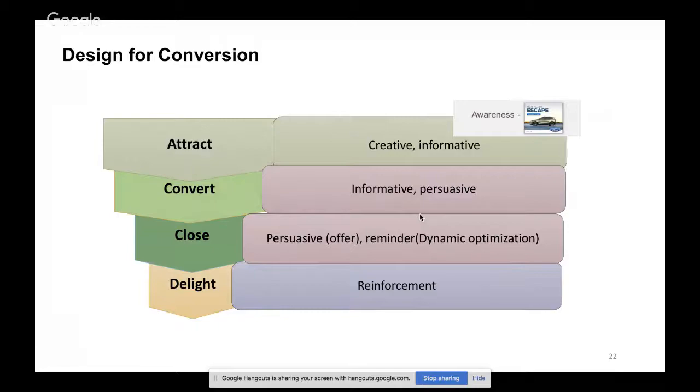Okay, and moving on to the second stage, which is the convert stage, where the customers are mainly looking for the information that can help them to make the purchase decision. Okay, so at this stage, the type of information we should provide, or the type of ad we should use, is informative and persuasive content. So the main purpose of display marketing at this stage is to drive interest, by providing more information to help customers make the decision.